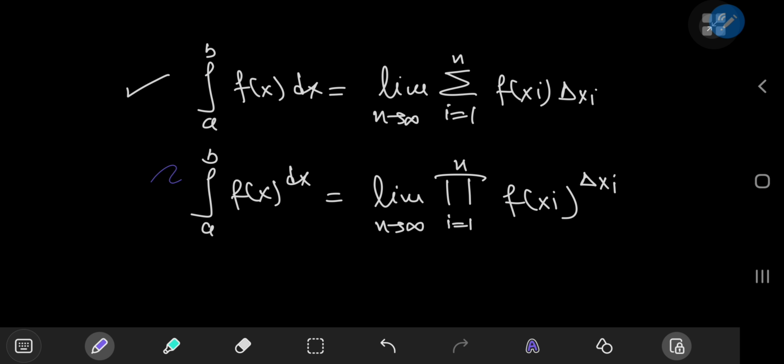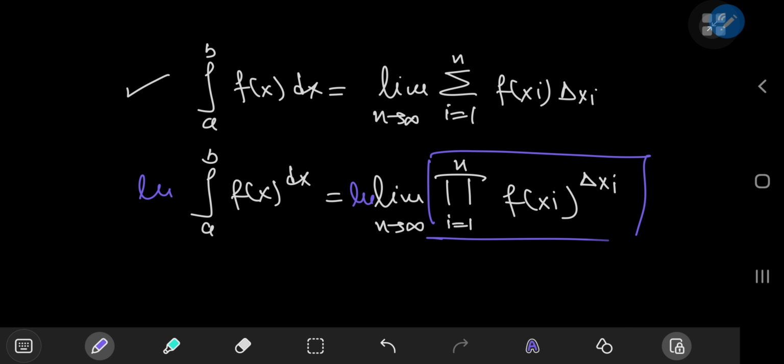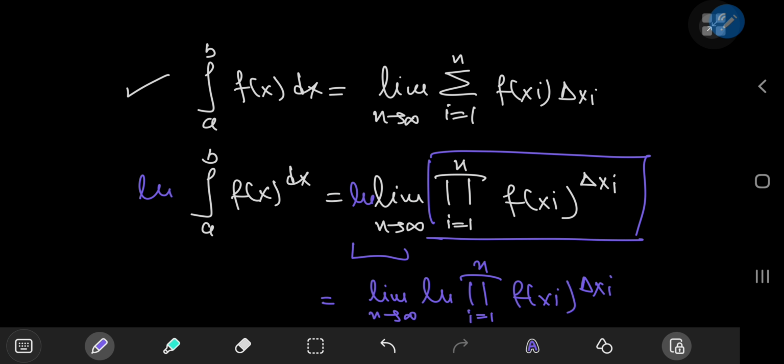And for that, I'm going to invoke the properties of the natural logarithm. And here on the right-hand side, provided that this product is non-zero in the limit as n goes to infinity, we can switch up the order of the limit and the natural logarithm operators. So we have the limit as n approaches infinity of the natural logarithm of this product from i equals 1 to n of f of x sub i to the delta x sub i.